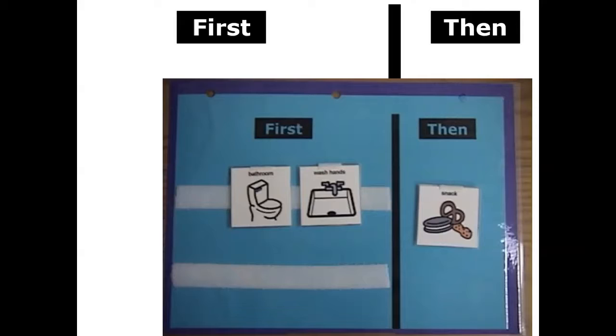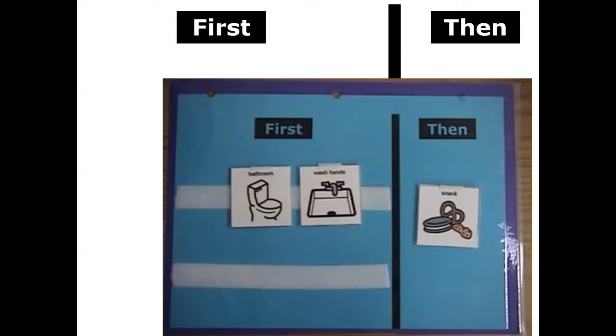Using Velcro makes it easy to change pictures and turn each card over as the child completes the activity. You can use real photos of children, for instance, at circle time or outside on the playground. The first then format allows the child to focus on the current activity and rewarding activity without distraction. Teachers can use pictures for the first then board as needed.